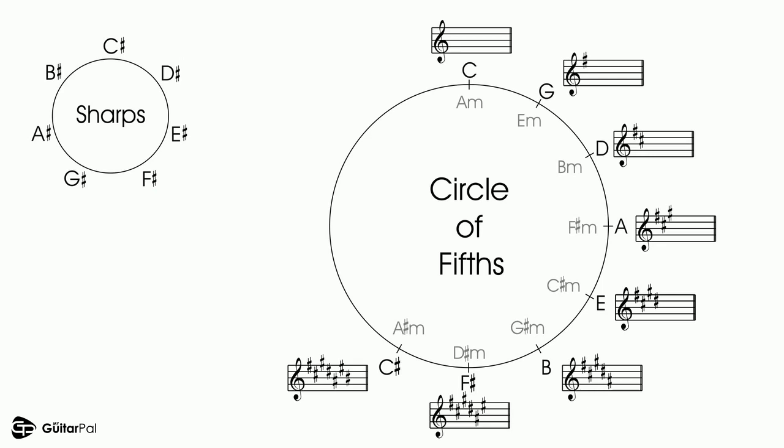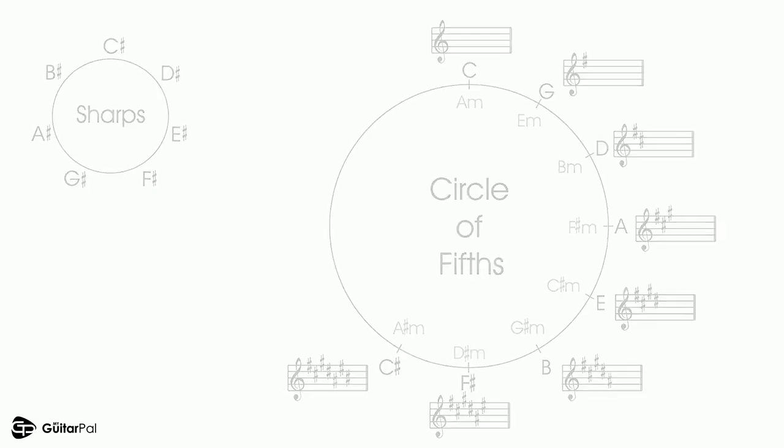In case you haven't already guessed, it is because each new key is 5 notes away from the previous key that we call this the circle of fifths.